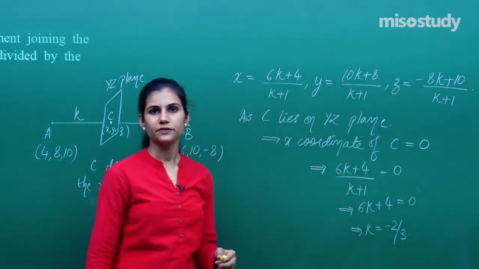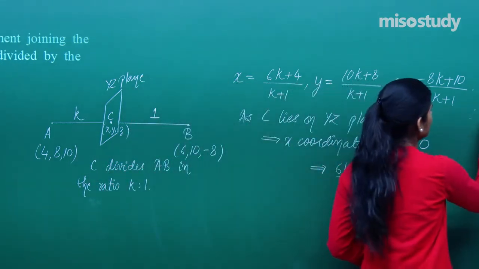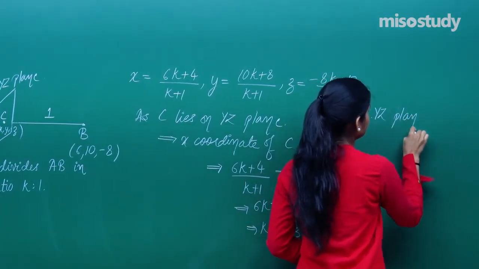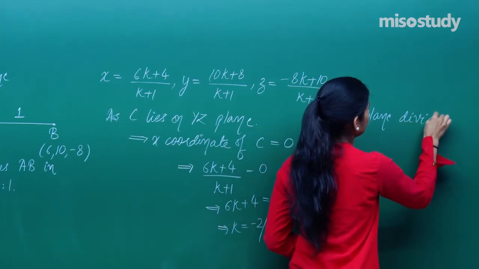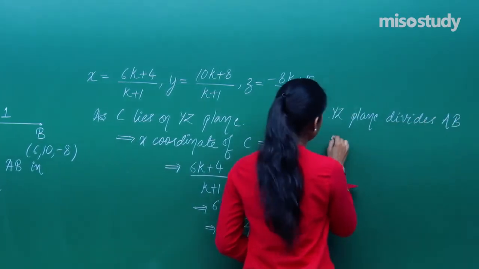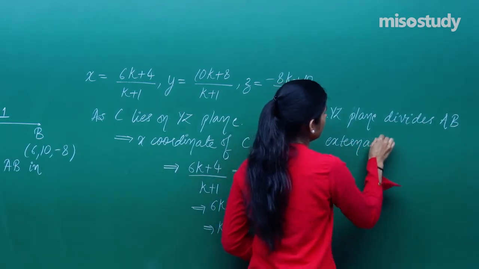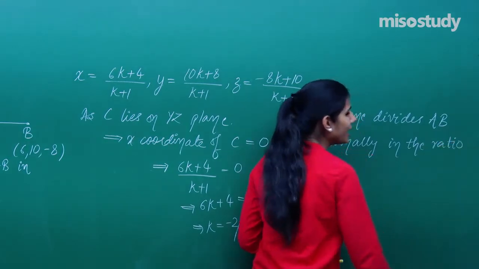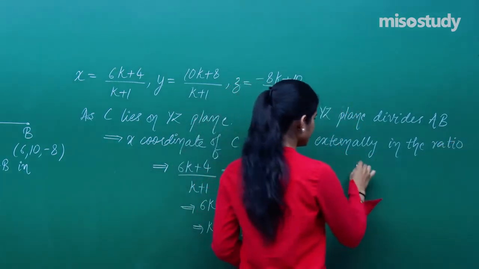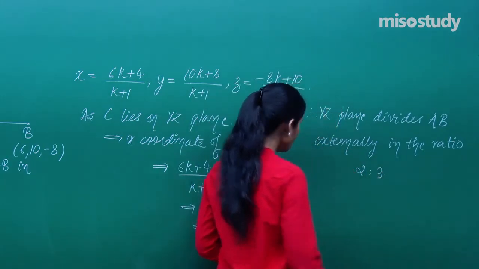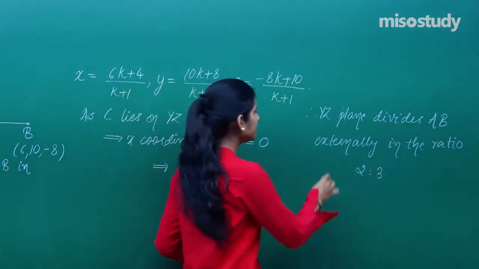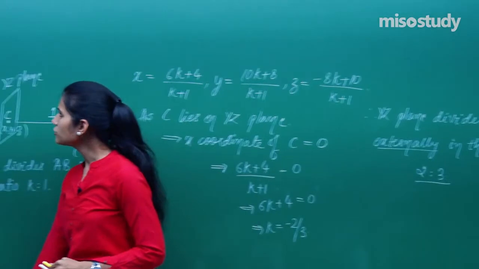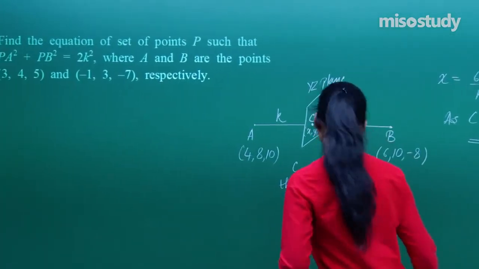The moment you get negative value of k, therefore C divides, or you can write, YZ plane divides AB not internally but externally in the ratio k is to 1, that is 2 by 3 is to 1, that is 2 is to 3. The moment you get negative 2 by 3, that means the division is external in the ratio 2 is to 3. Is it clear?